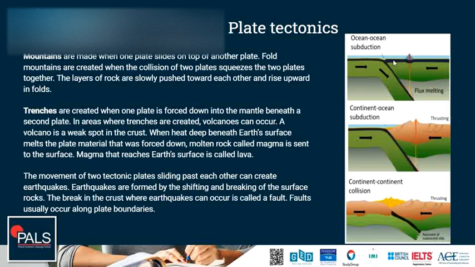The movement of two tectonic plates sliding past each other can create earthquakes. Earthquakes are caused by the shifting and breaking of the surface of rocks. The break in the crust where earthquakes can occur is called a fault. Faults usually occur along plate boundaries.